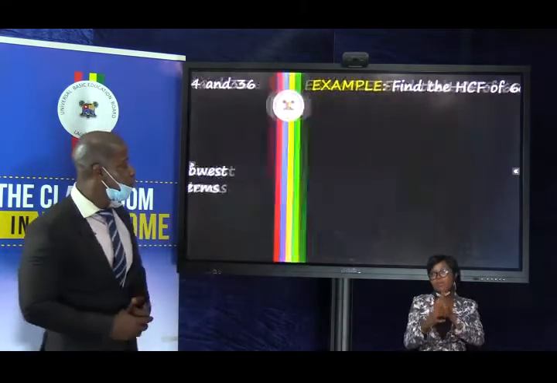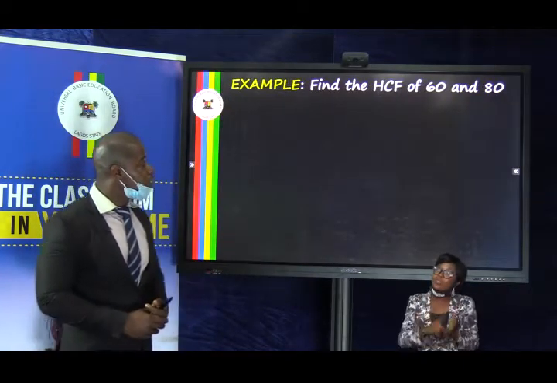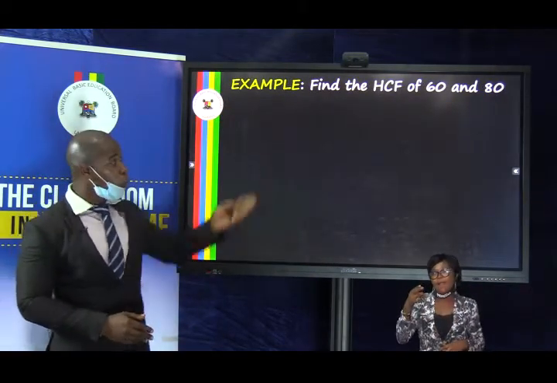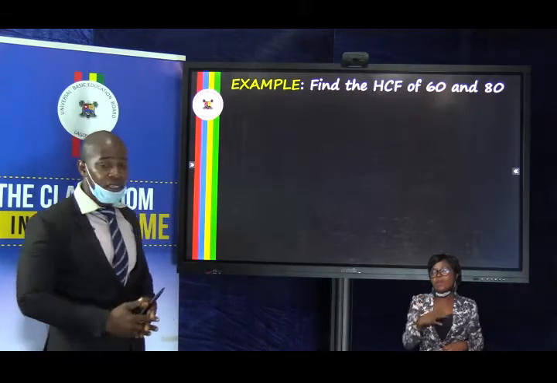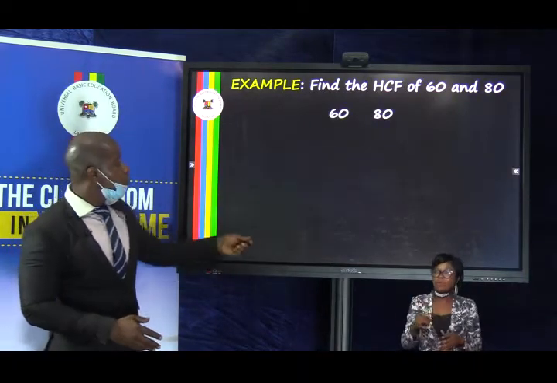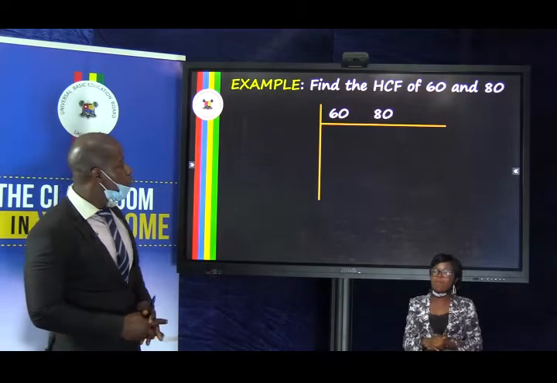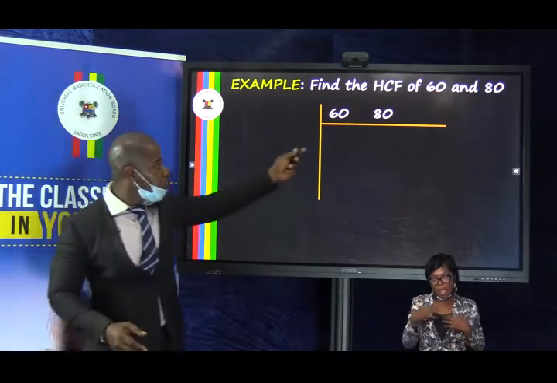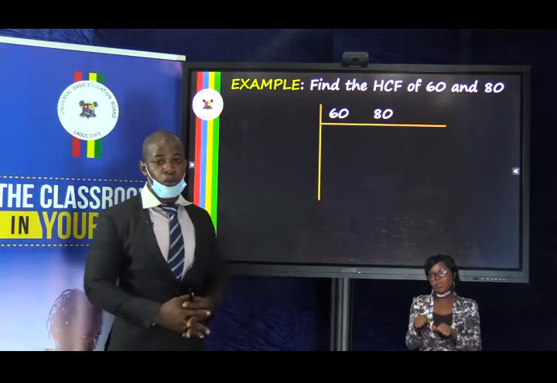Let's check out another example. This one says we should find the highest common factor, which we call HCF, of 60 and 80. So again, we write 60 and 80 beside each other like so. Then we draw this line like so. Then now we observe that both of them end with 0, and that means that 2 can go.